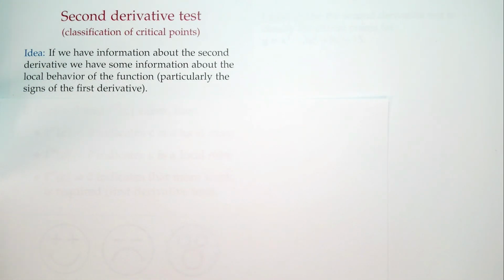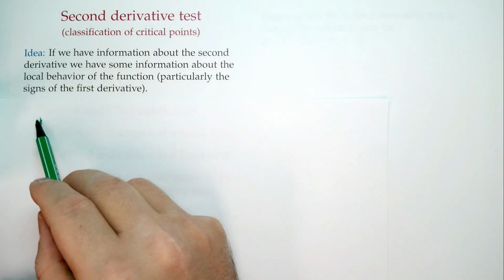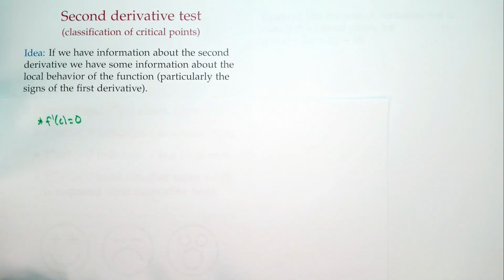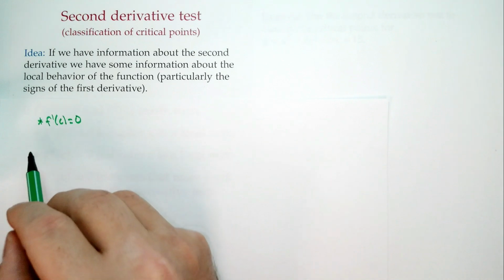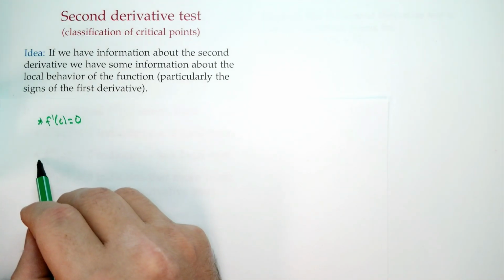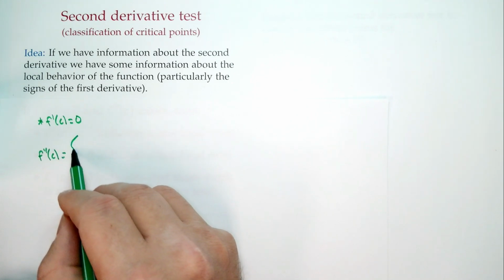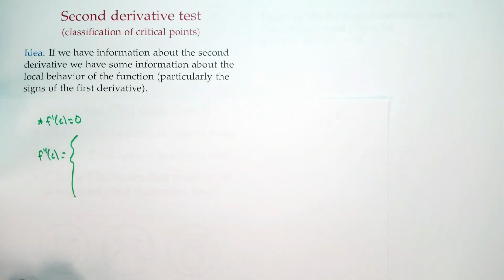Now, in order to use it, of course, we have to have a place where the second derivative exists, which means that we have to have a place where the first derivative exists. So what are we looking for? Well, we're looking for a place where we have f prime of c equals 0. In other words, it's a critical point that we can apply a test to. And now we say, okay, what's true about f double prime of c? Well, the answer is there are 3 possibilities.